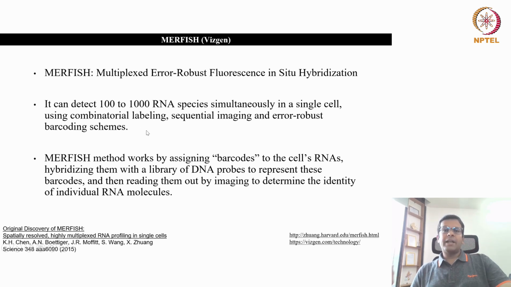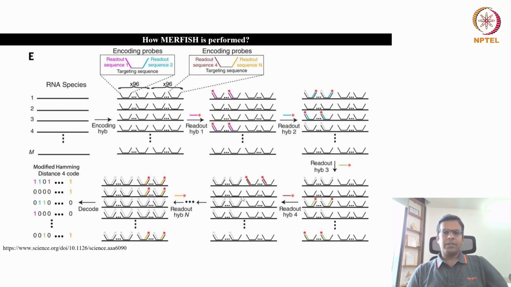So using RNAscope, you can detect 12 mRNAs together. But what will you do if you want to detect hundreds or thousands of mRNAs together? To detect so many RNA species simultaneously in the same tissue sample, you should go for MERFISH. The MERFISH method works by assigning barcodes to the cell's RNAs and hybridizing them with a library of DNA probes to present these barcodes, and then reading them out by imaging to determine the identity of individual RNA molecules. I'll explain in the next slide how it works.